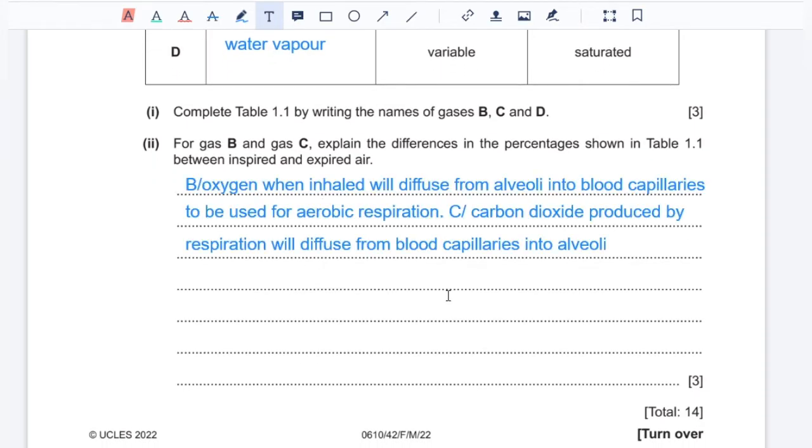Here the key word is diffusion of gases. For example, oxygen will diffuse from the alveoli into capillaries, and carbon dioxide will diffuse from capillaries into the alveoli. So make sure you do mention that word.